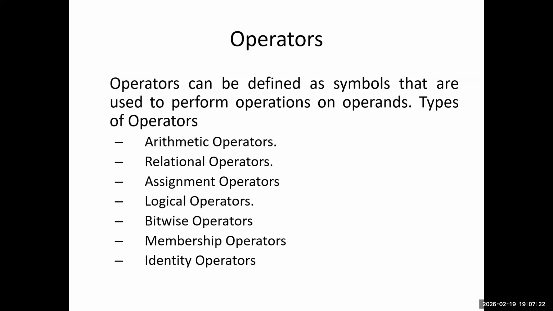Then our discussion is based on character set, then token. Under the token, we have so many topics. The first topic is keyword, second one is literal, and identifier. Then we discuss the operator. The operator is defined as a symbol that is used to perform operations on operands. That is nothing but what we call an operator. Okay, then there are so many operators available in Python.